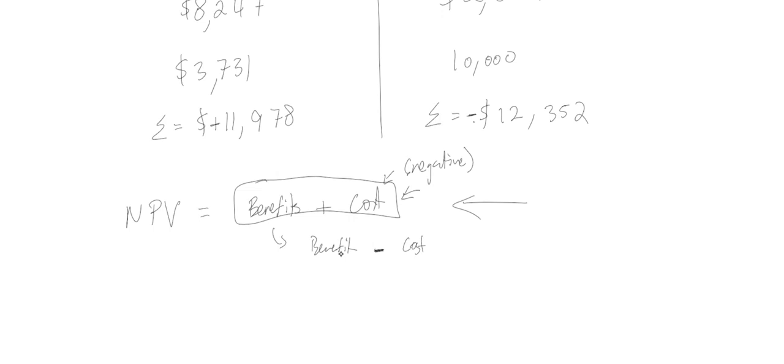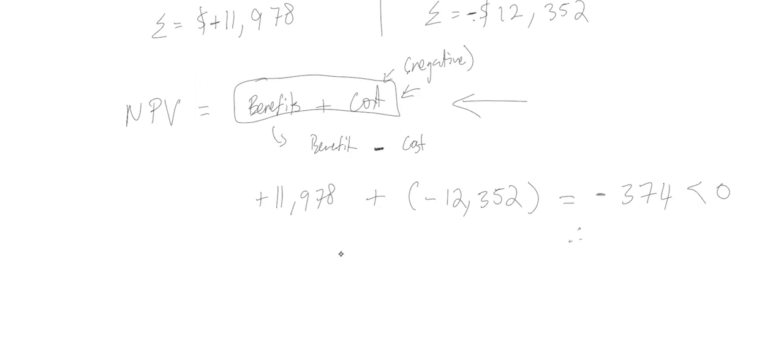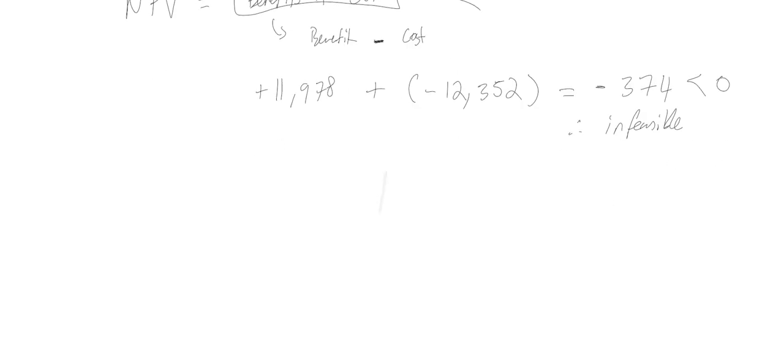So my benefits, this is 11,978 plus my costs, which is negative 12,352, and the answer that I should get is minus 374. That's less than 0, therefore infeasible according to NPV. What about BCR?